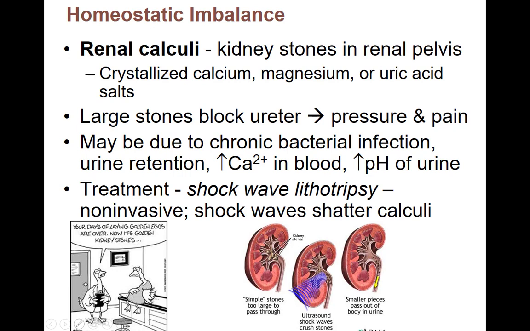Now, things that trigger and increase your chance of getting a kidney stone. Bacterial infections can increase your chance. Urine retention. If you have too much calcium in your blood. Everyone's like, yes, you should have lots of calcium, drink lots of calcium, eat lots of calcium. But too much of anything is bad. Same thing with calcium. If the pH of your urine is too high as well, it can trigger the formation of kidney stones. Treatment to get rid of it is called shockwave lithotripsy.